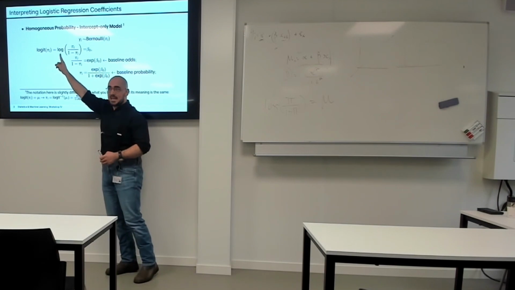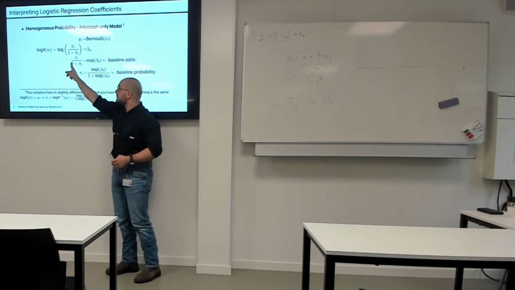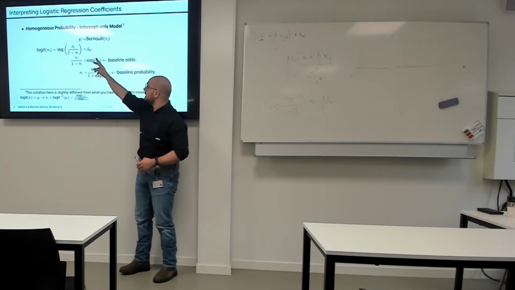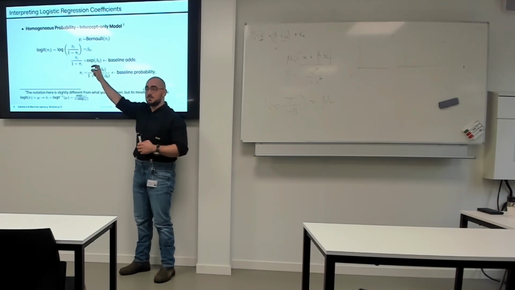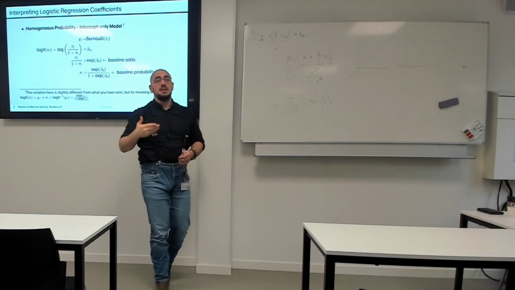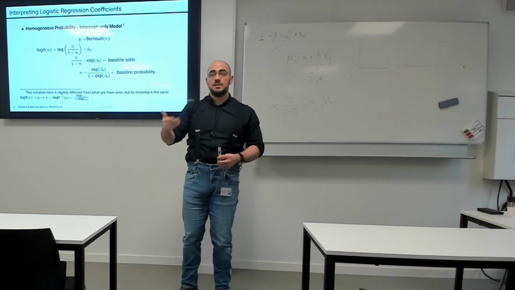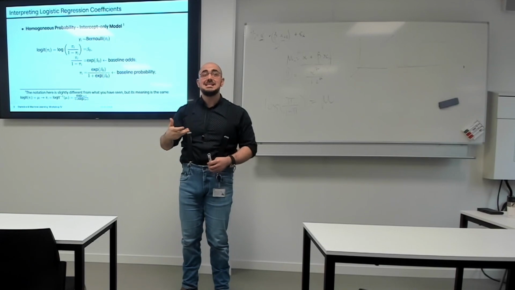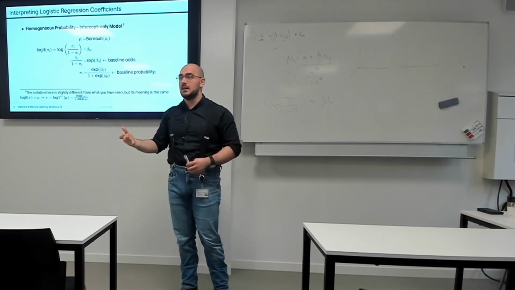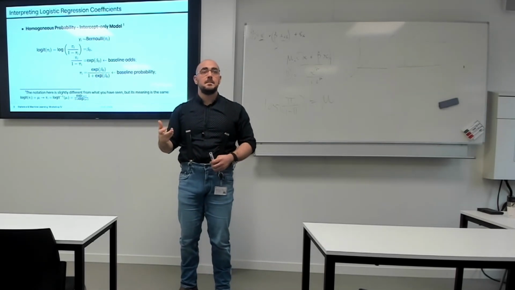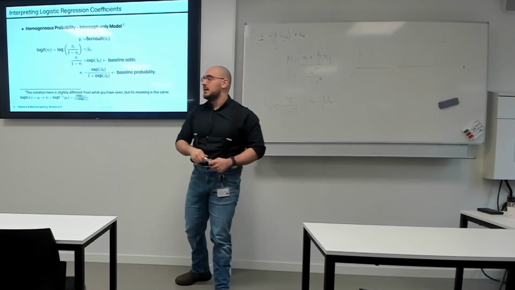So here the log gets cancelled because I take the exponential, and I remain with the odds. And the constant on the right-hand side becomes the exp of that constant. What this means is that the exponential of my constant in a logistic regression is the baseline odds of the event happening. Questions about that?